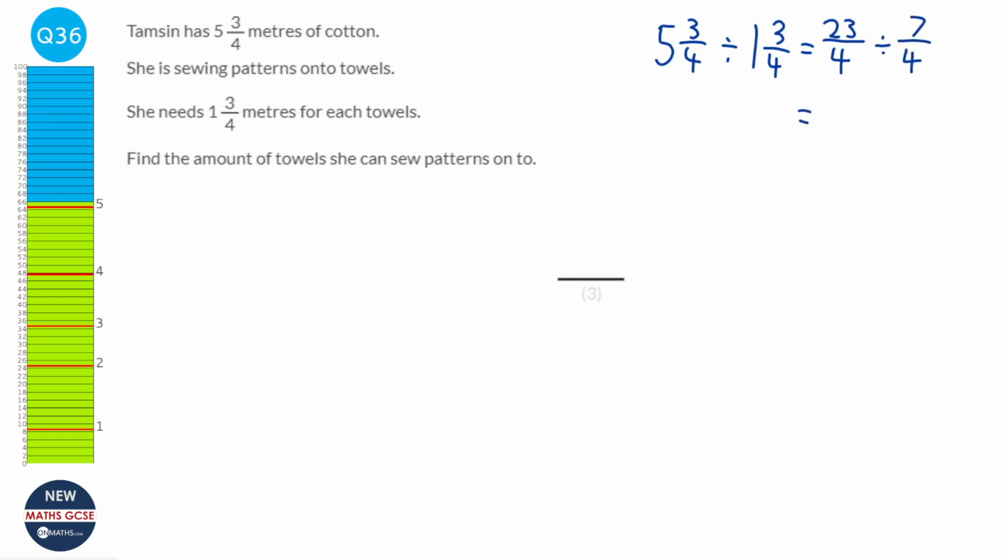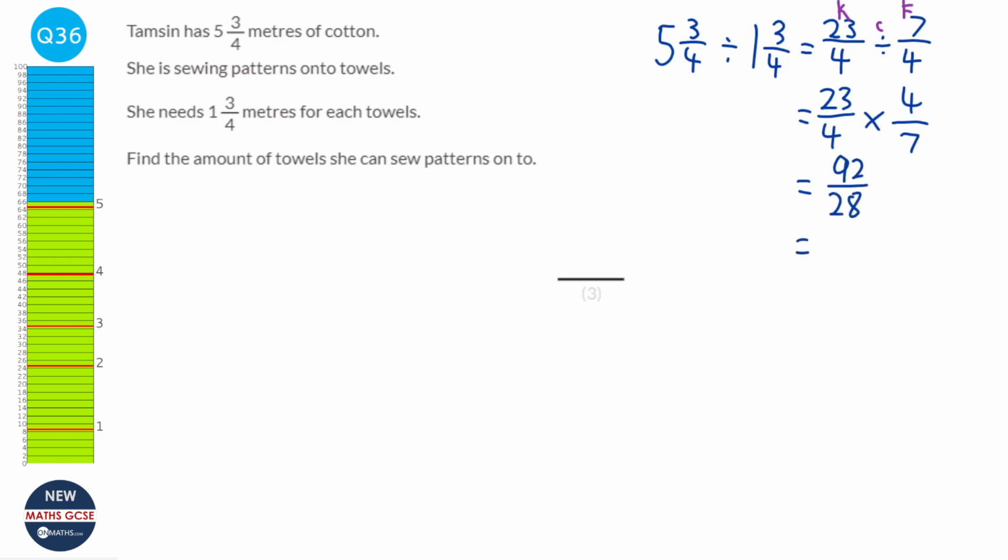Now a little trick here is KFC. We keep the first fraction, we flip the second fraction, and we change the divide sign to a times sign. So we're going to keep this first fraction as it is, change that divide to a times, and flip the second fraction. Okay, whenever we multiply, we just multiply the tops. So 23 times 4, which is 92. And we times the bottoms, which will be 28.